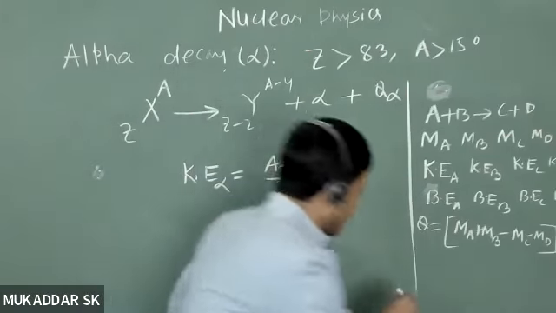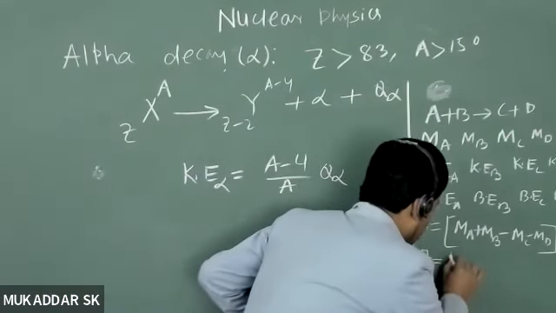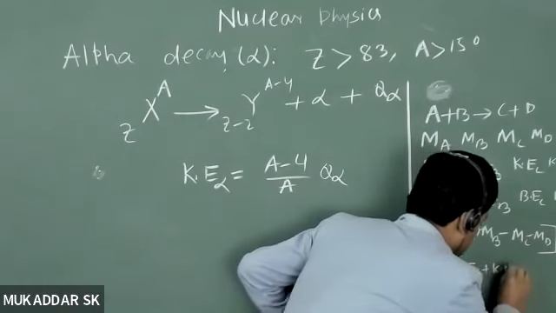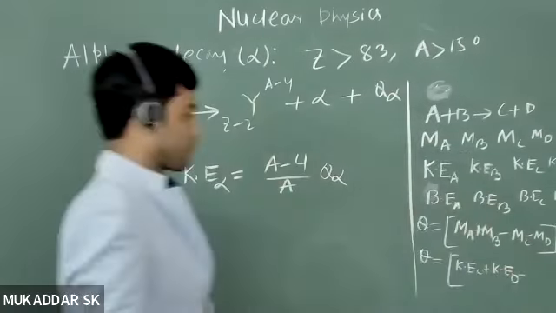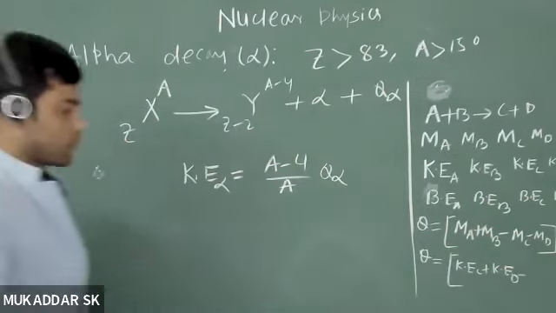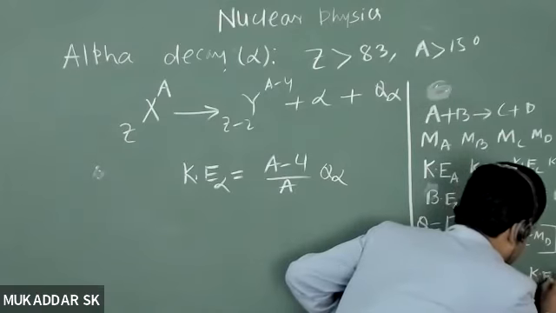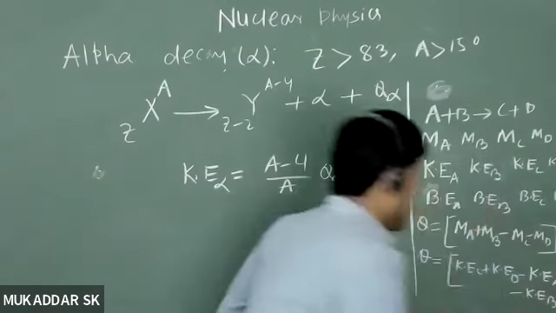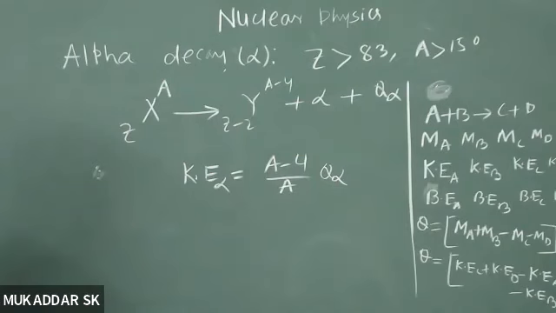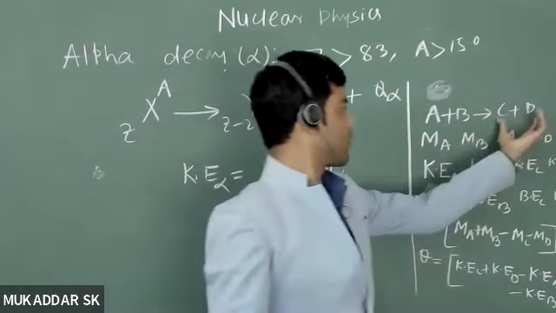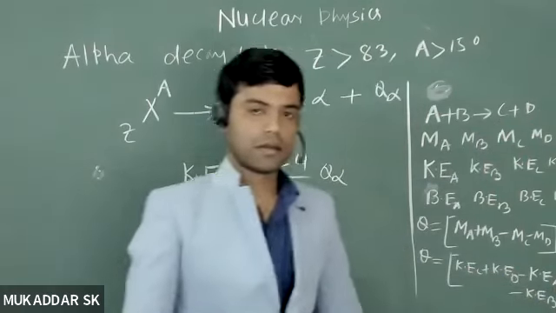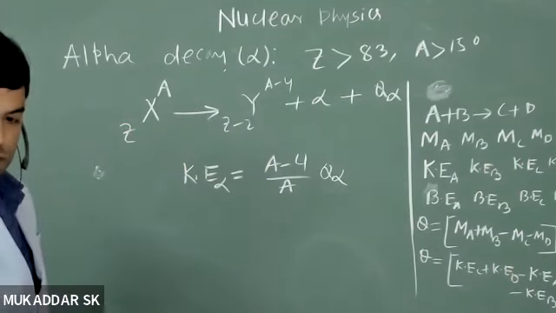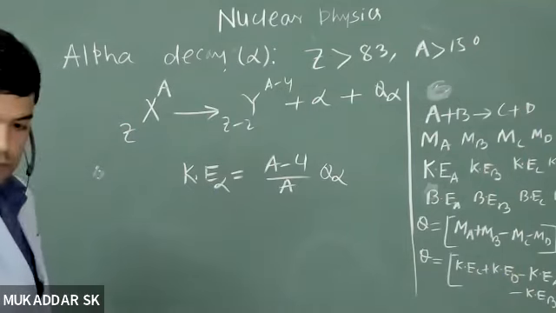In terms of kinetic energy, the Q value is the kinetic energy of the products, that is KeC plus KeD, minus KeA minus KeB. So in terms of kinetic energy, the Q value is nothing but the kinetic energy of the product nuclei minus the kinetic energy of the reactant nuclei. Okay?